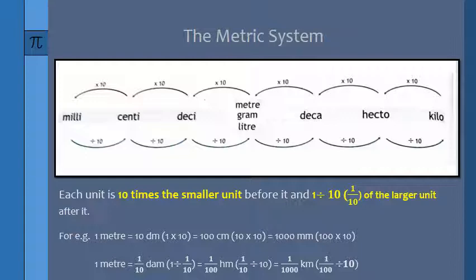And 1 meter is equal to how many kilometer? Well, 1 divided by 10 divided by 10 divided by 10, that is 1 divided by 1000. Okay, so 1 upon 1000 kilometer. Clear children?